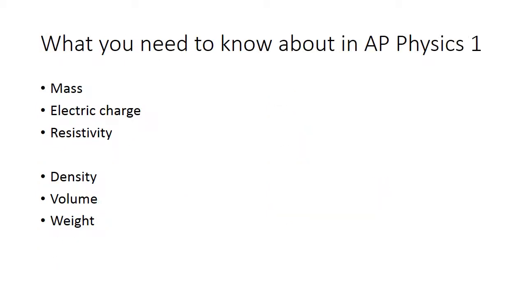So what you actually specifically need to know about in this AP course are mass, electric charge and resistivity, density, volume, and weight. The first 3 are actually mentioned in the curriculum framework in terms of properties that objects and materials have. Density, volume, and weight, you'll notice those are all related to mass, and so we'll deal with those as we get further along in the course.